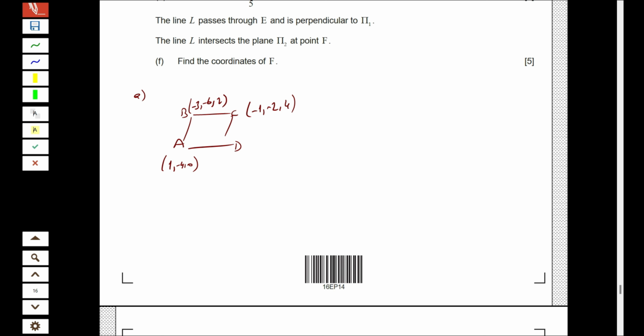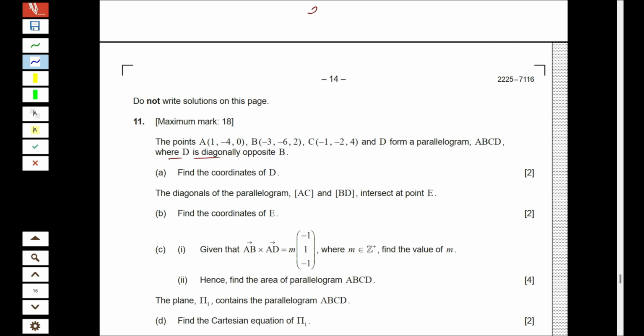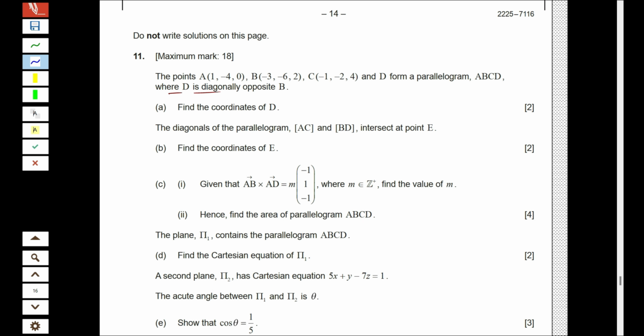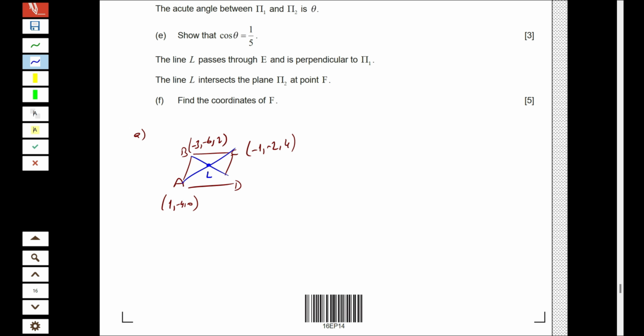Yeah. So there's a midpoint in here. If you draw the diagonals of the parallelogram, you will see that this is the midpoint. Actually, the second question asks for that, right? The diagonals of the parallelogram, AC and BD, intersect at point E. Find the coordinates of E. So for the first question and the second question, you can actually do the same. Especially for the second question, we can find E, which is going to be the midpoint of A and C.